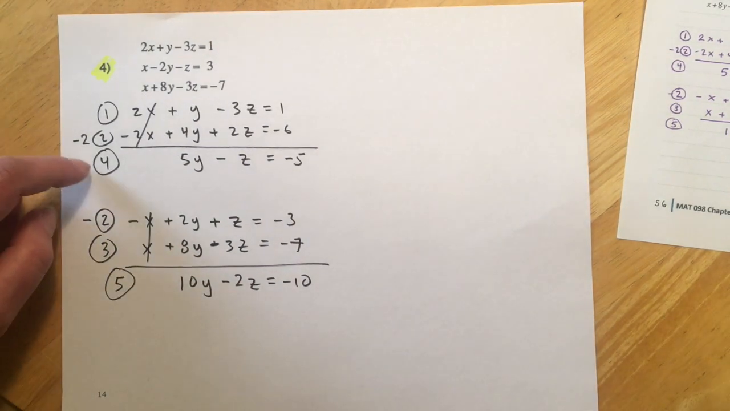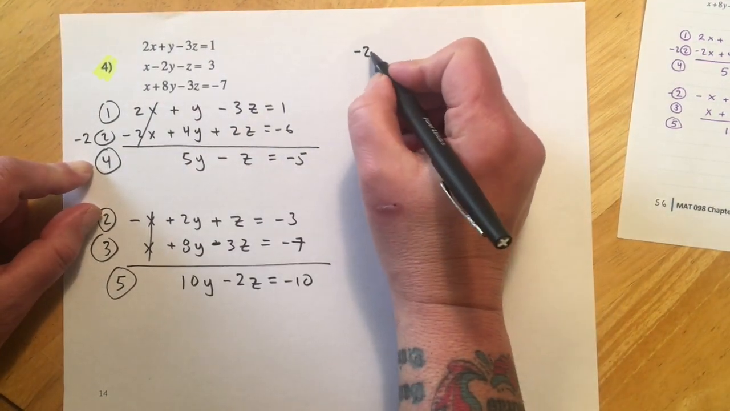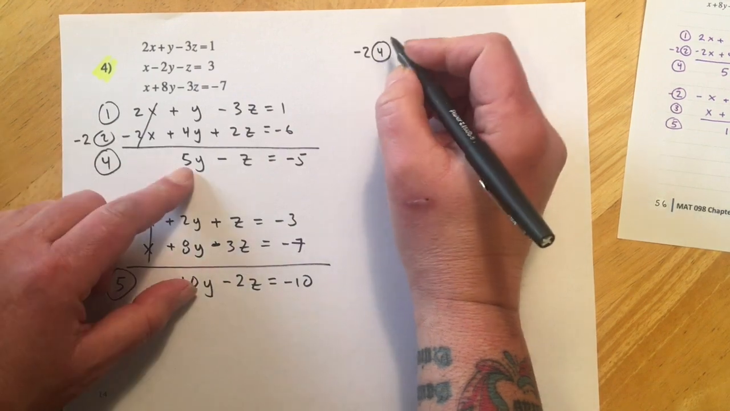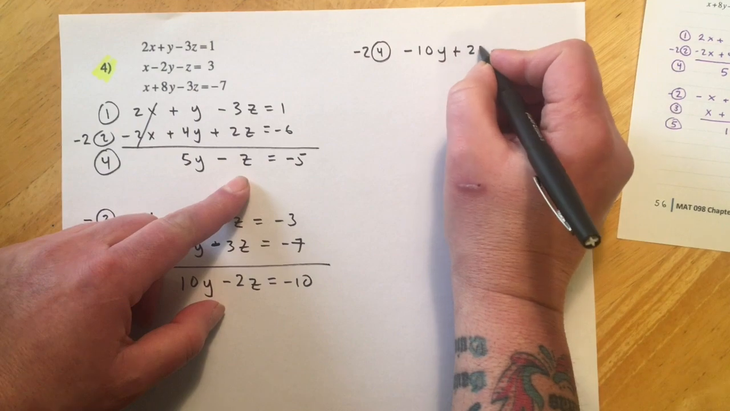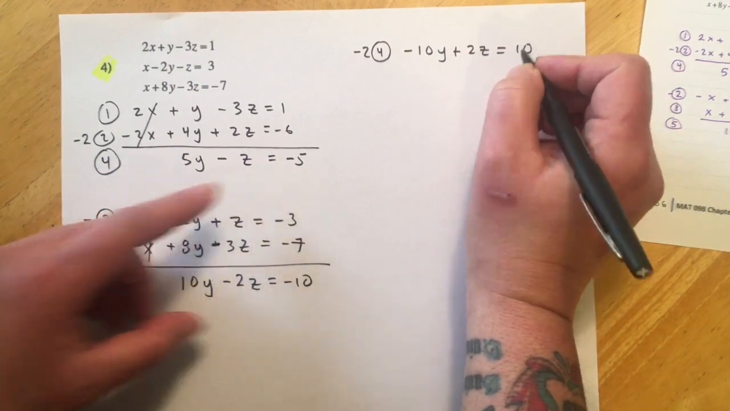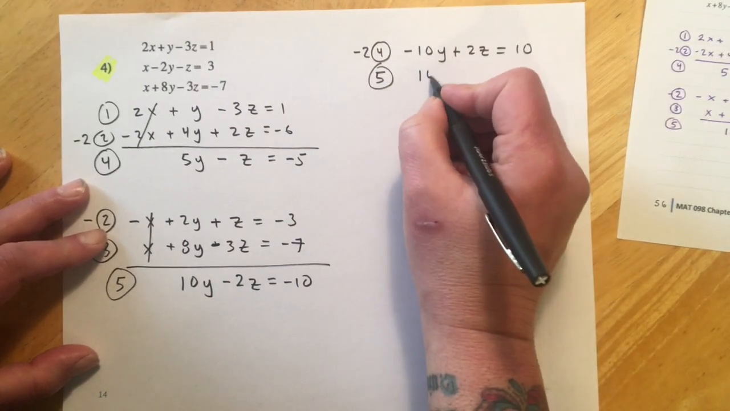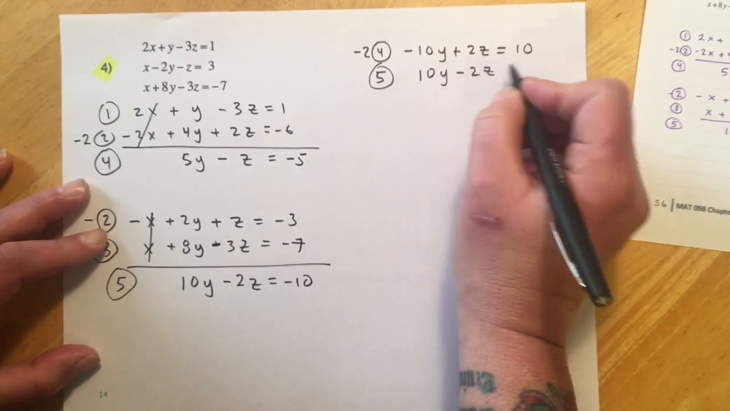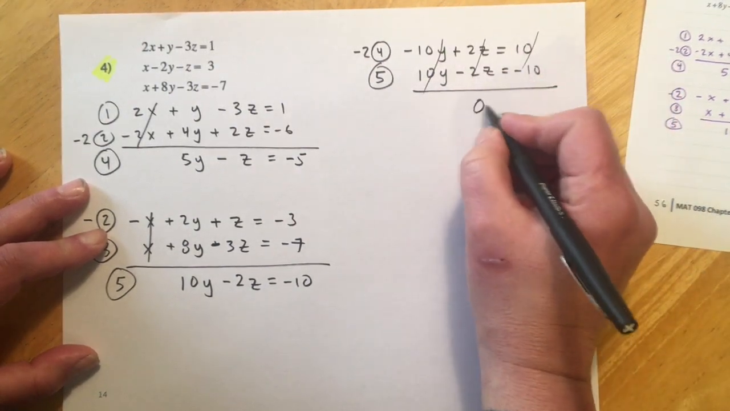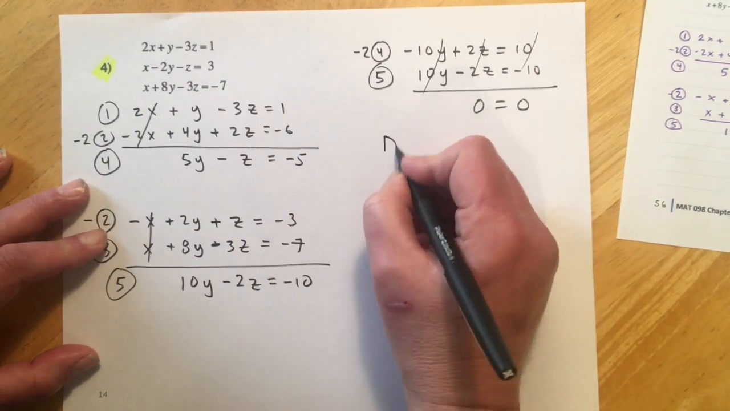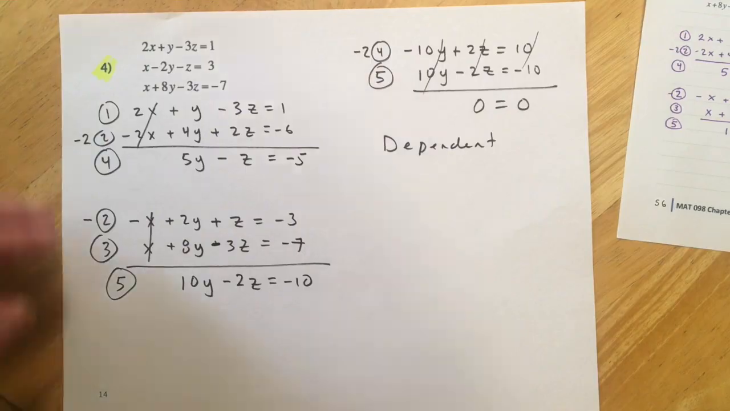And now I could do a negative 2 across equation 4 and use that to eliminate. So negative 2 times equation 4 would be negative 10y plus 2z equals 10. And then equation 5, 10y minus 2z equals negative 10. So it drops out, drops out, drops out, so you're at 0 equals 0, and then that is dependent, which is our infinite solution one.